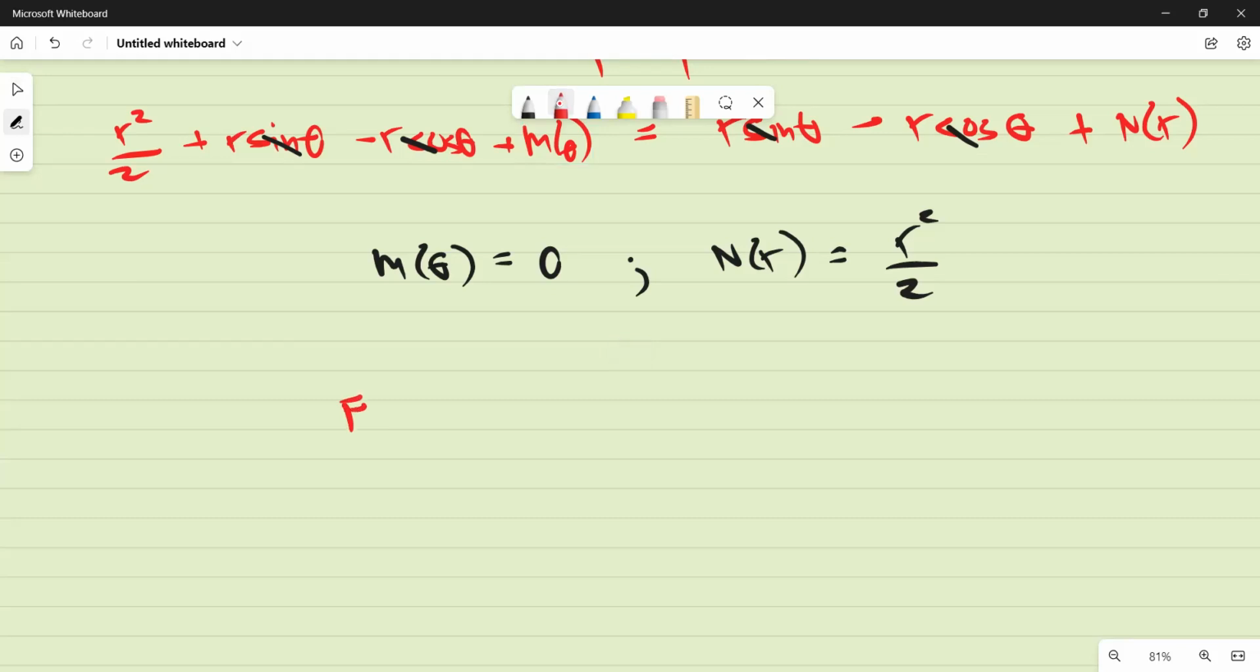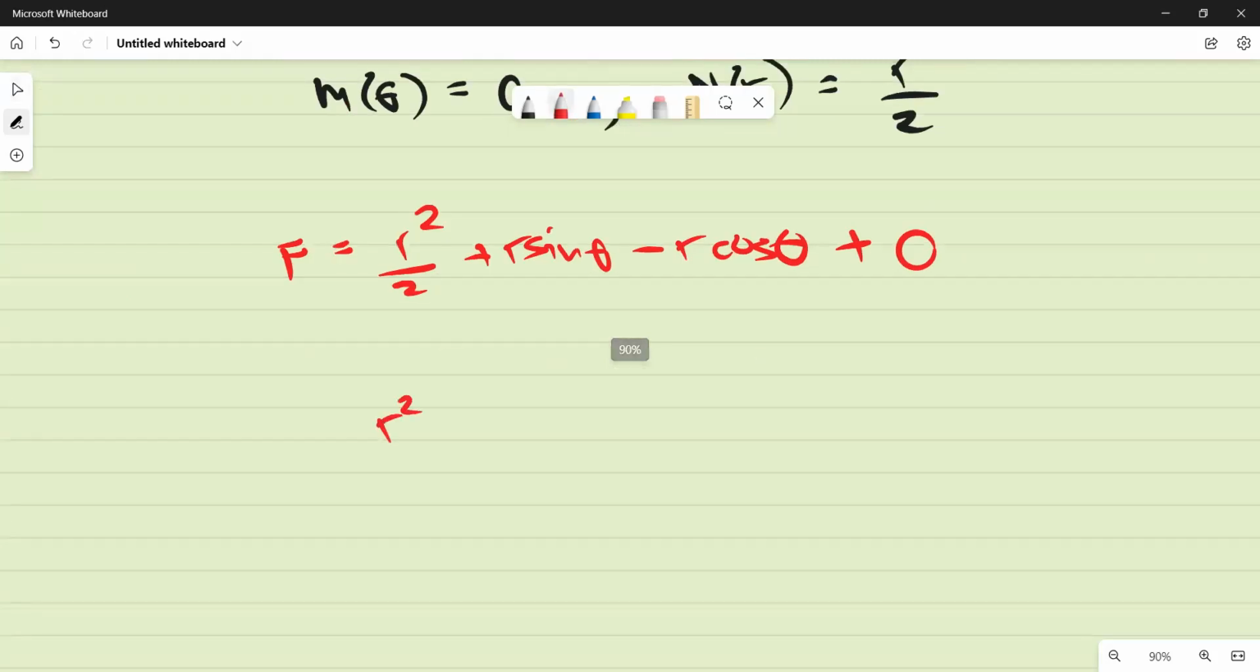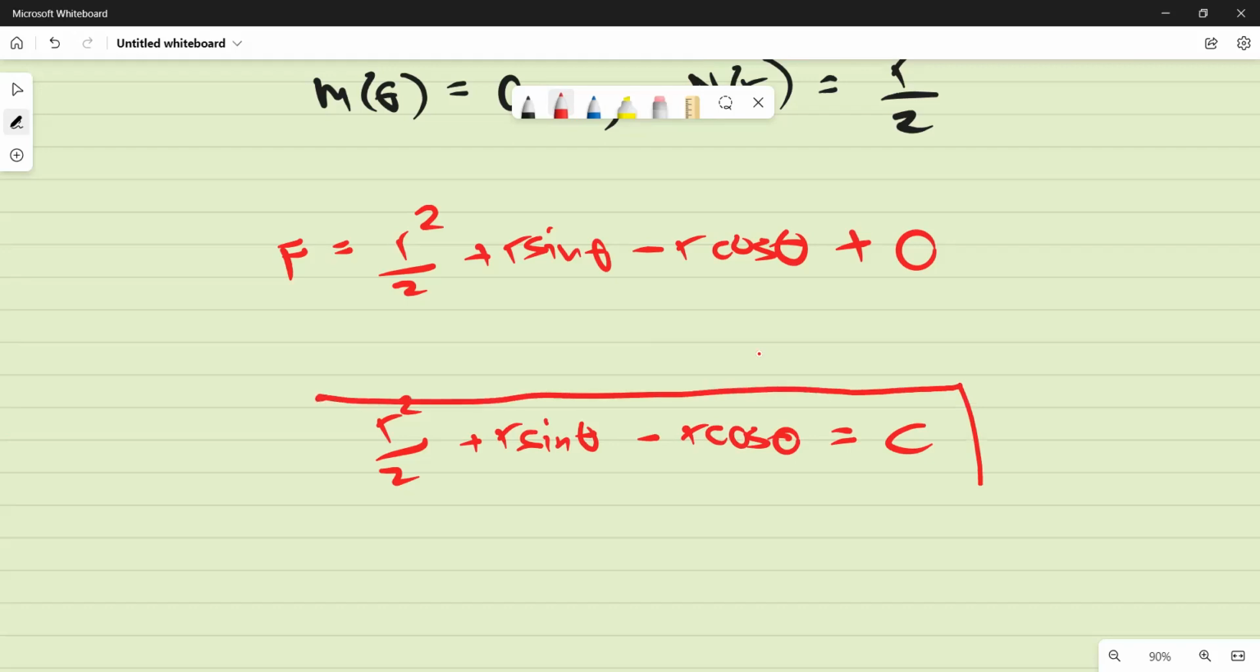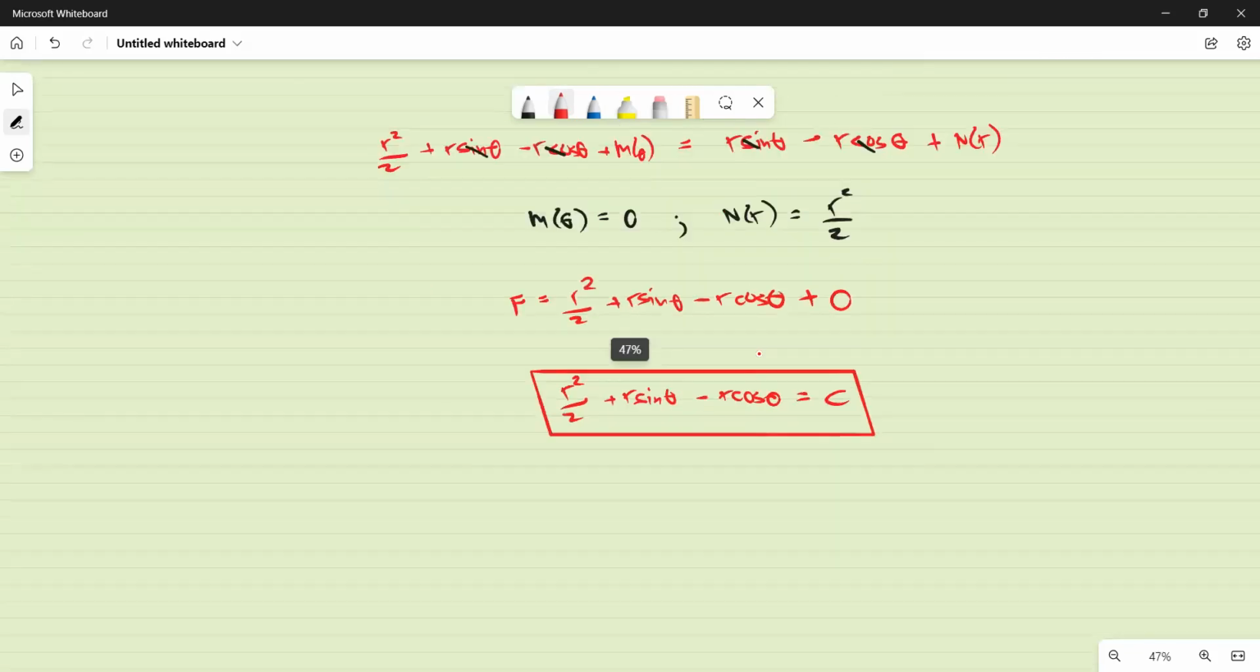So our f will become, ito na lang gagamitin ko lagi yung M kasi ayan, kita na agad. Plus r sine theta minus r cosine theta plus 0. Kasi 'di ba, ang m theta ko is 0. So therefore, I can rewrite na this as r squared over 2 plus r sine theta minus r cosine theta is equal to c. And that is our final answer. Okay? Beautiful math.